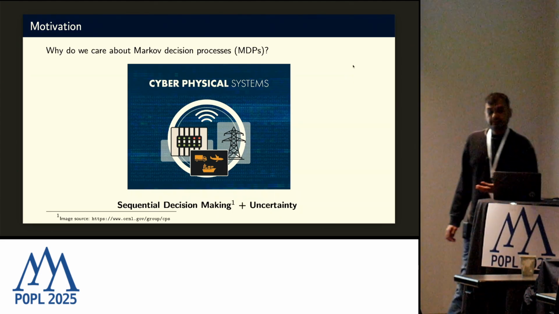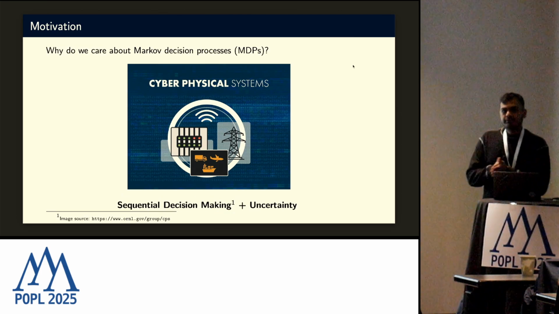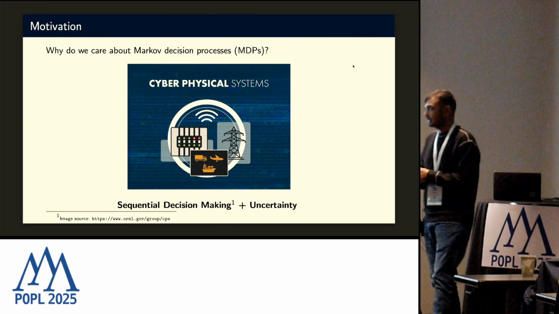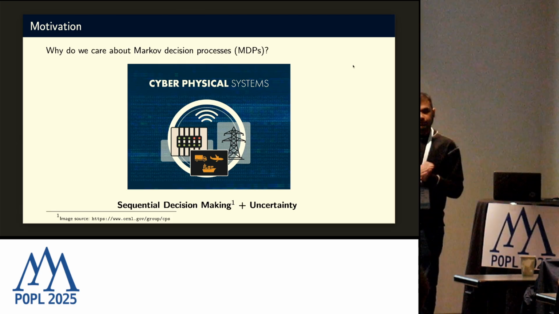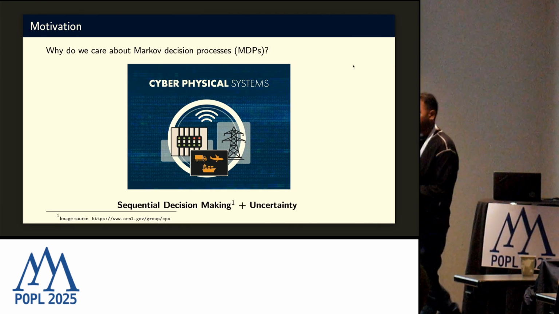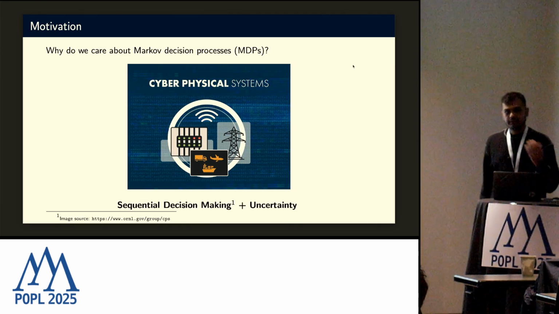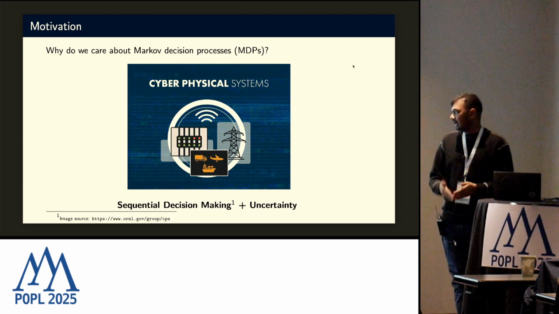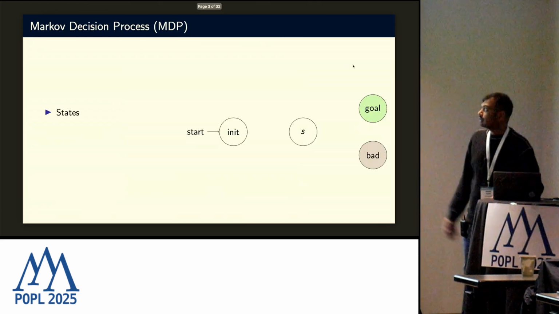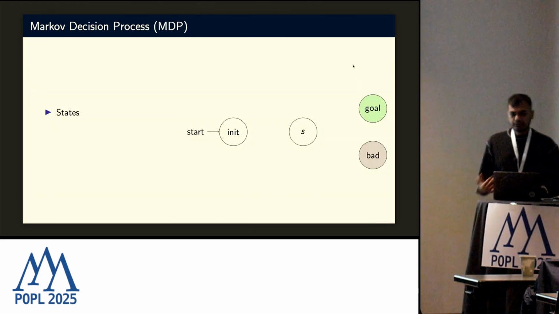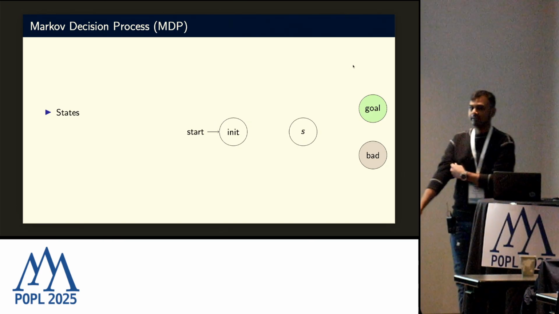And the thing is that in cyber physical systems, agents make decisions, and when these decisions are made, then there is some probability of failure and success, right? So essentially there is sequential decision making that is involved, and you have uncertainty. And MDPs are the nice model to represent these things. So let's see, using an example, what an MDP is.